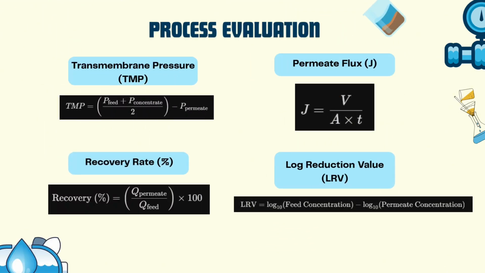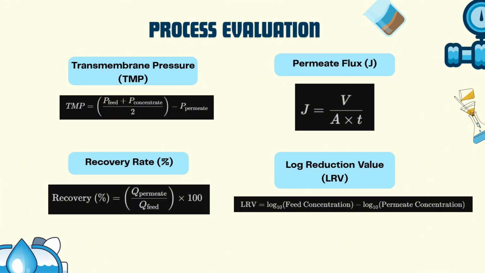In the ultrafiltration process, we have key indicators that we can use to evaluate the process. The first is the transmembrane pressure, or TMP. TMP is the heart rate of the system. If the TMP spikes up, it tells us the membrane pores are clogging and need a backwash. The second is permeate flux. Permeate flux is like a speedometer. It measures how many liters of clean water pass through each square meter of the membrane per hour.